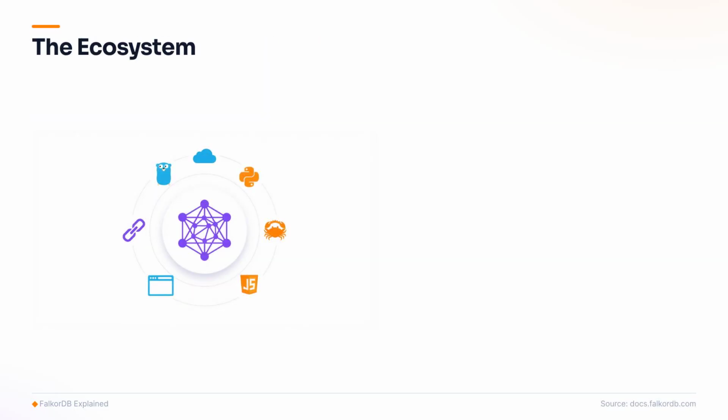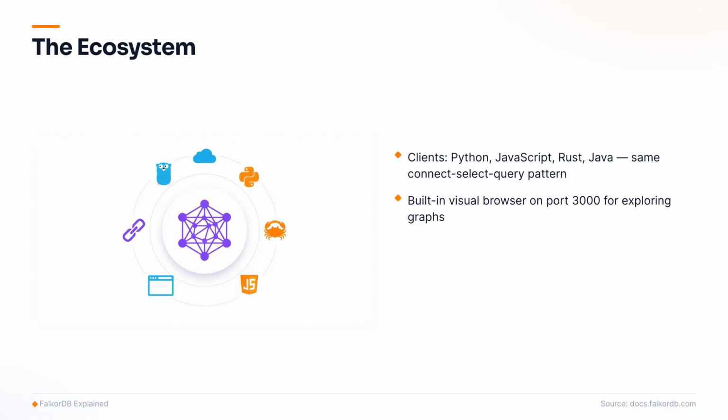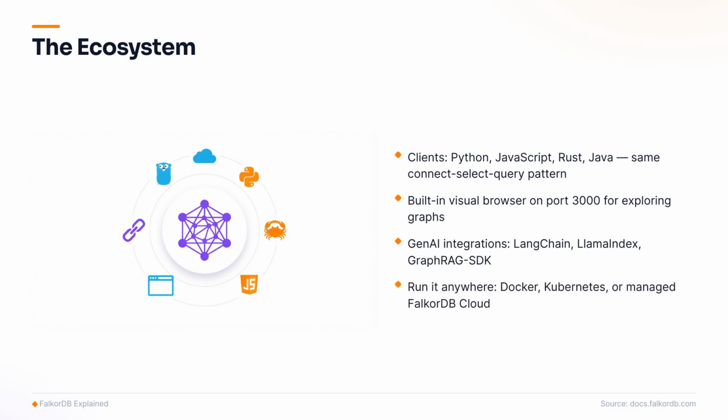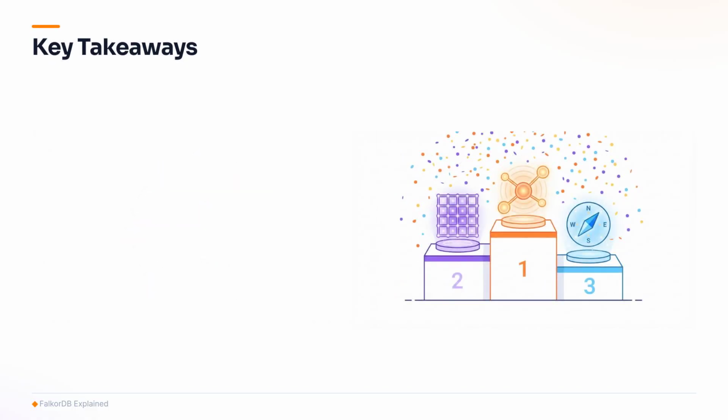Around the engine sits a growing ecosystem. Official clients cover Python, JavaScript, Rust, and Java, all sharing the same connect, select graph, query pattern you've already seen. The built-in browser on port 3000 lets you explore and visualize graphs without writing a line of code. For AI builders, there are first-class integrations with LangChain, LlamaIndex, and the GraphRAG SDK. And you can run FalkorDB anywhere, plain Docker, Kubernetes, or the managed FalkorDB cloud if you'd rather not operate it yourself.